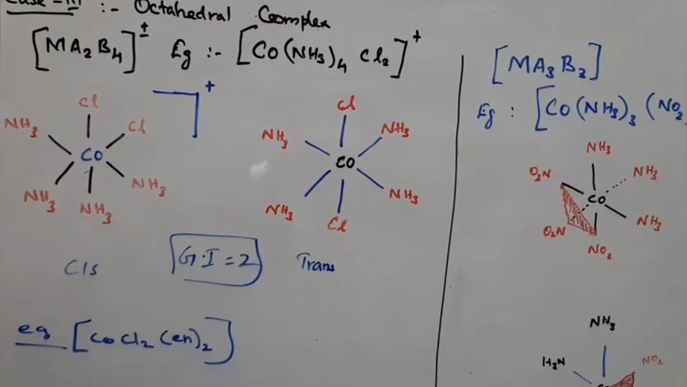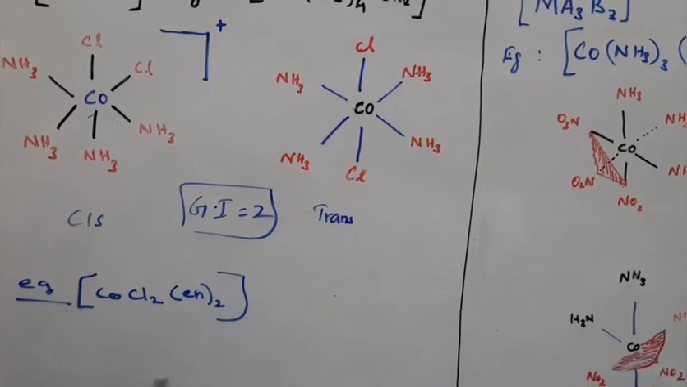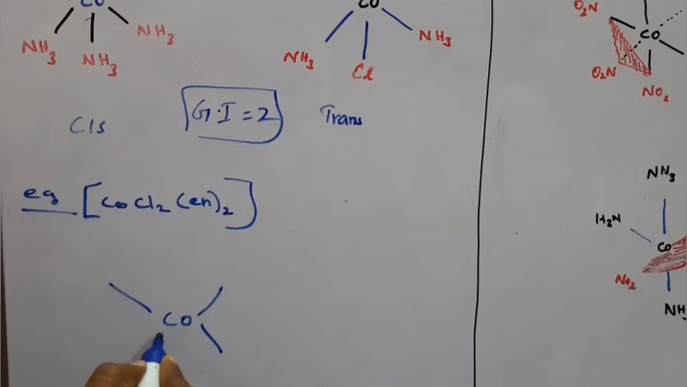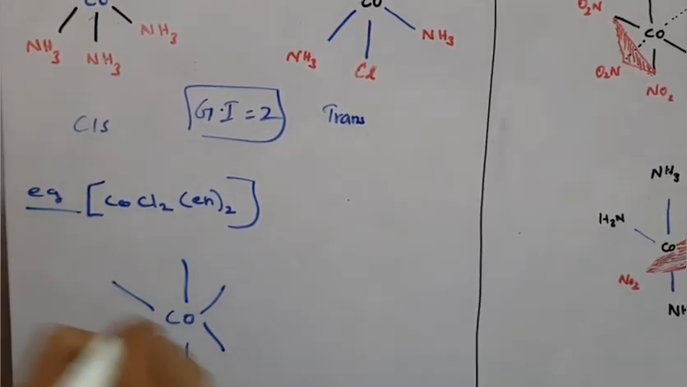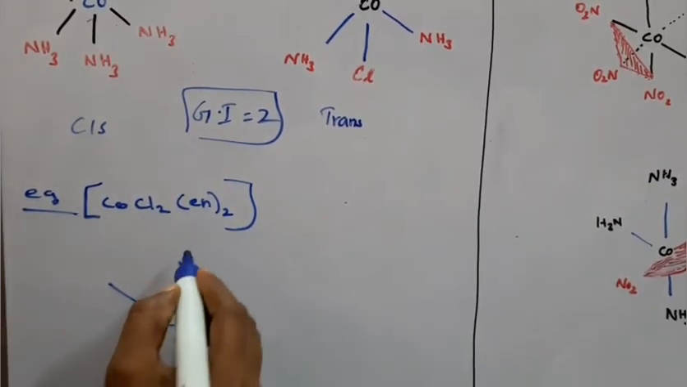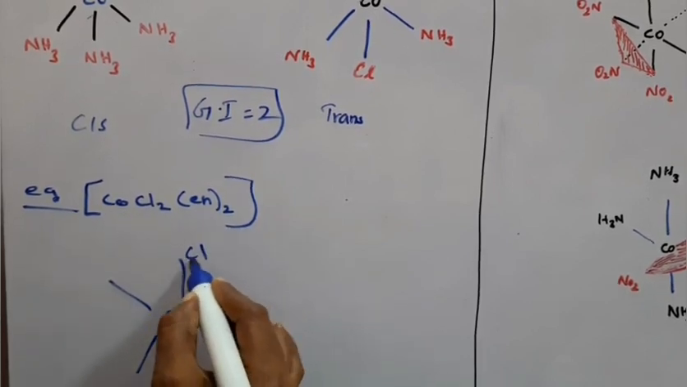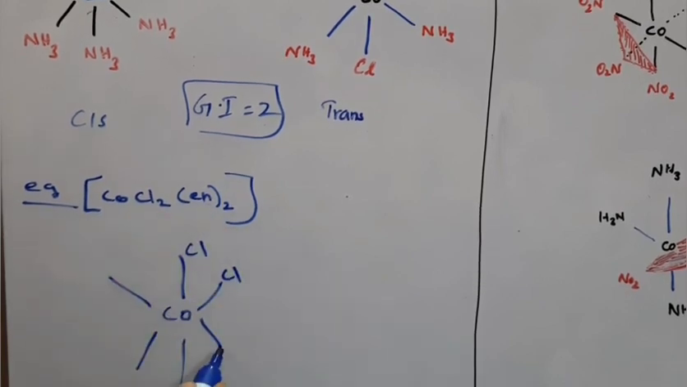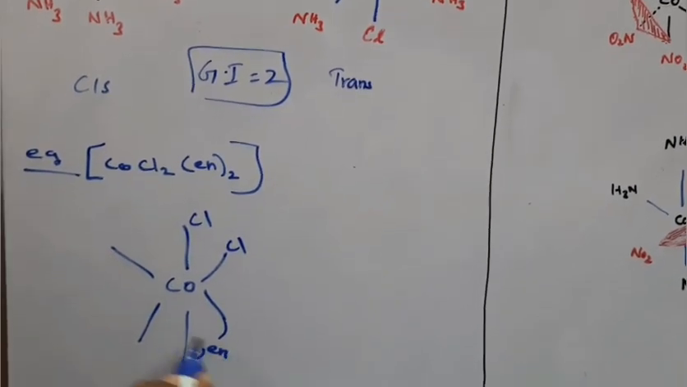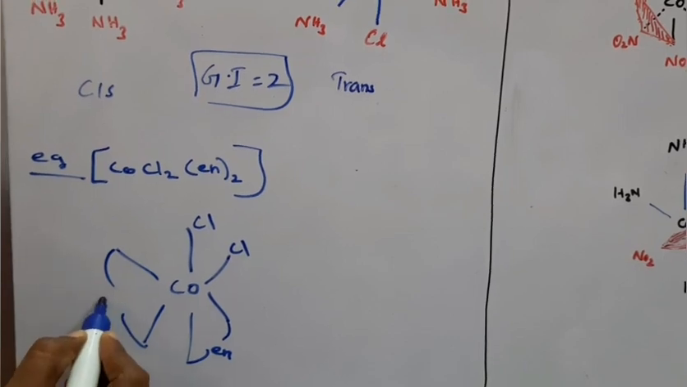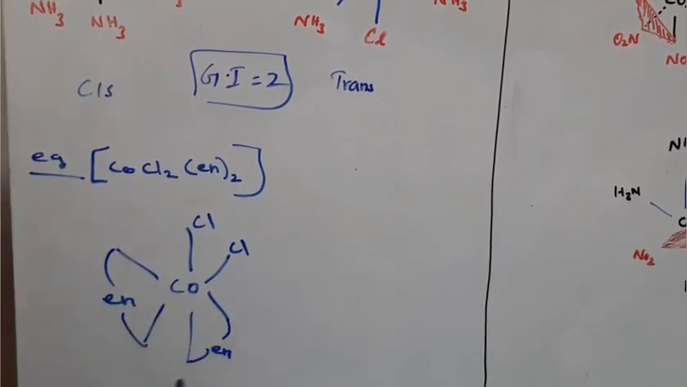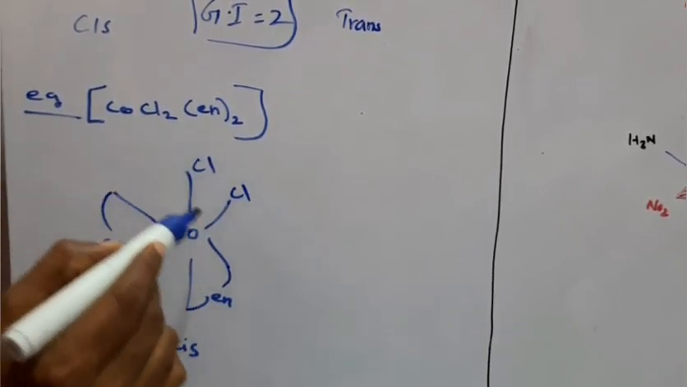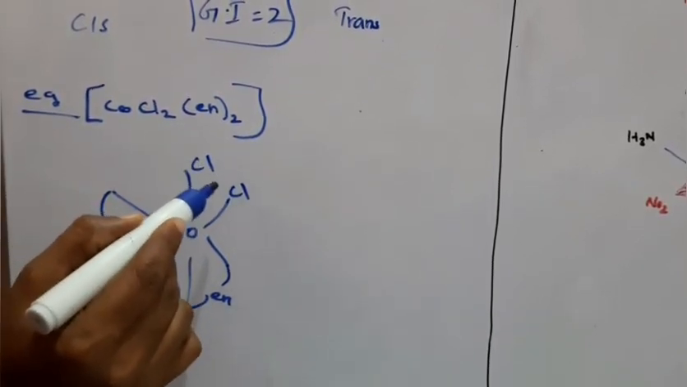So how can we draw this octahedral structure for the cis form and the trans form? This is the central metal atom, 1, 2, 3, 4, 5, 6. This is the octahedral shape. So here two chloride ions, chlorine, and en is a bidentate ligand, connected between these two positions. So this is bidentate. This is the cis isomer. Why is it the cis isomer? Because the chlorides are present at adjacent positions, on the same side.